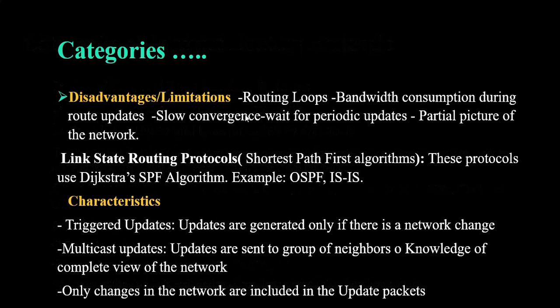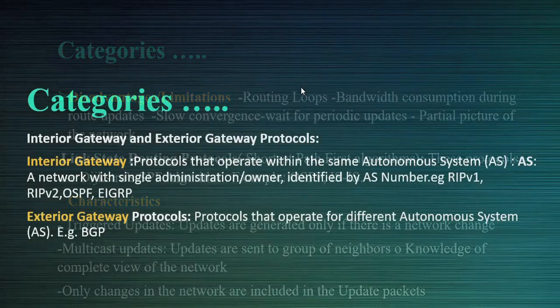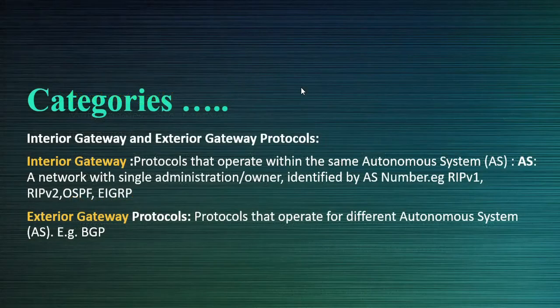But the link state protocols use multicast updates. The update is sent to a group of neighbors, with knowledge of a complete view of the network. Only changes in the network are included in the update packets rather than the entire routing table.